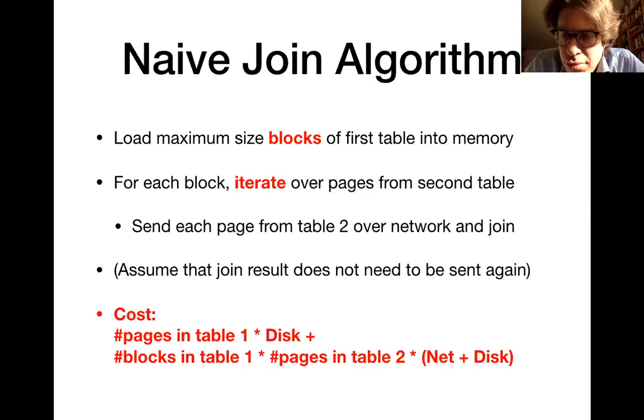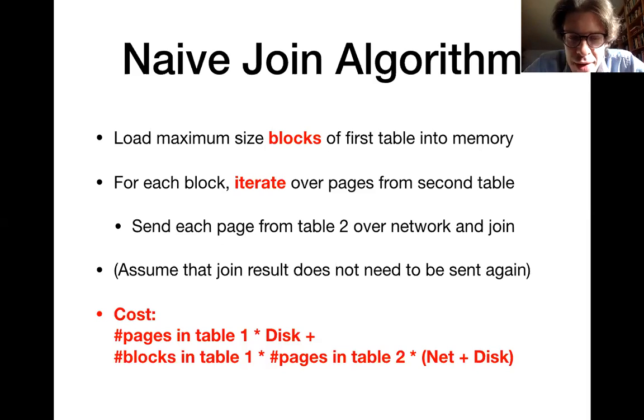So what we can do is that we essentially proceed like with the traditional block nested loop algorithm. We load blocks of data from one table into main memory. And then for each of those blocks, we iterate over the pages from the second table. Now, the second table is not stored locally, but remotely, but nevertheless, we could do it. And once we iterate over the pages of the second table, then we just send each of those pages over the network to the first side.